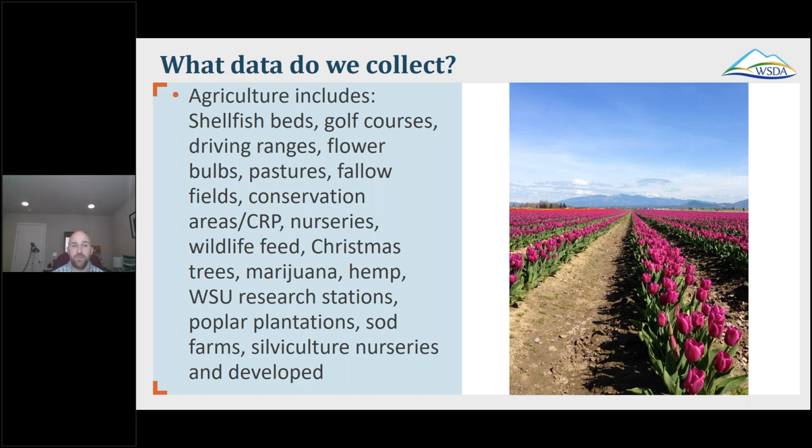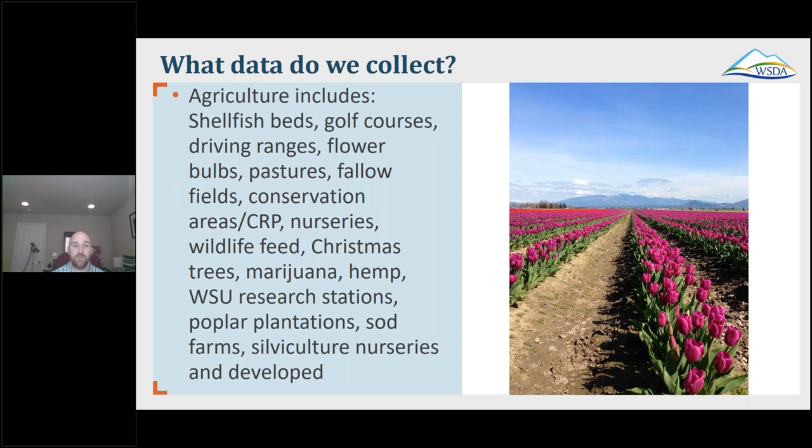We also map nurseries. That includes silvicultural nurseries, so Weyerhaeuser nurseries where they grow small trees to be planted for forestry areas. That involves lavender nurseries, ornamental nurseries, greenhouses, orchard nurseries, a wide variety of different nursery types. We also survey wildlife feed. These are areas typically managed by WDFW, where agriculture is grown for wildlife feed. There's quite a bit, at least in Western Washington, in Skagit County. There's certainly quite a bit in Clark County as well.